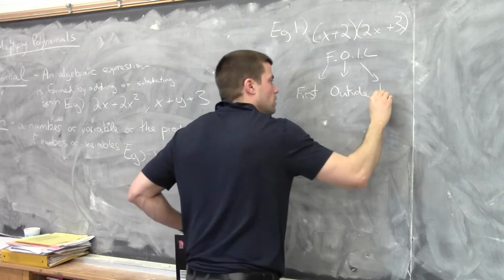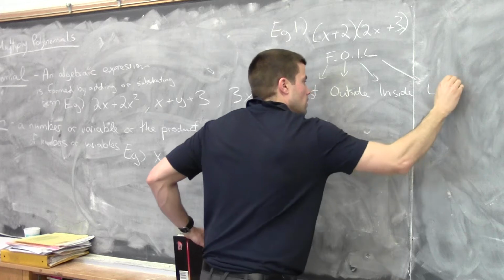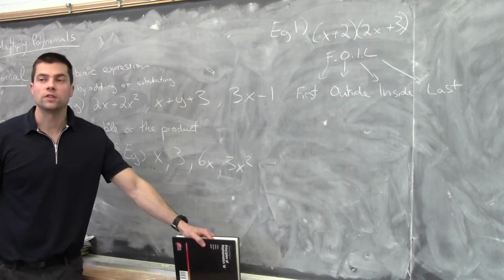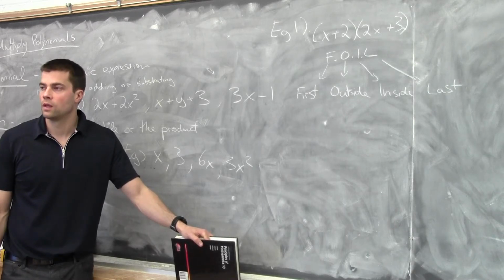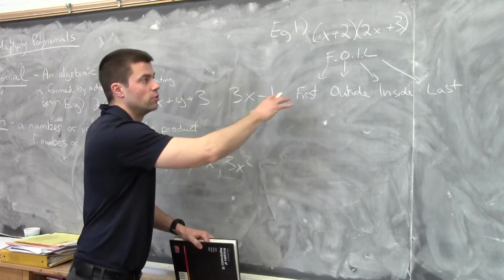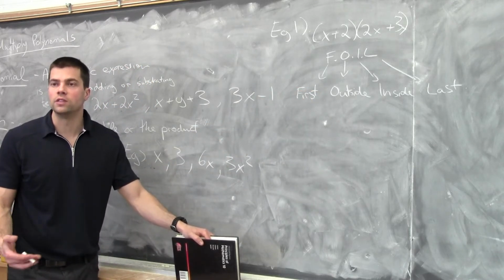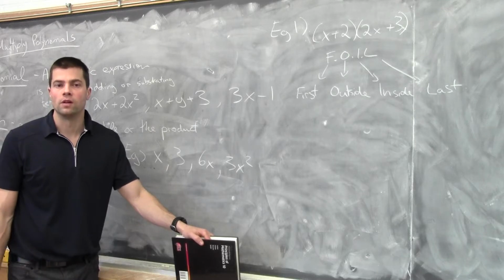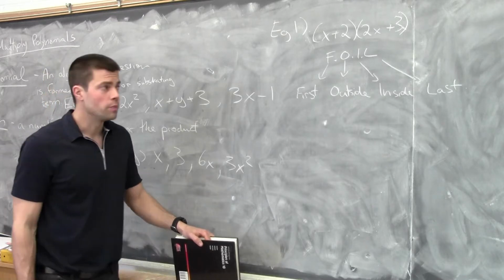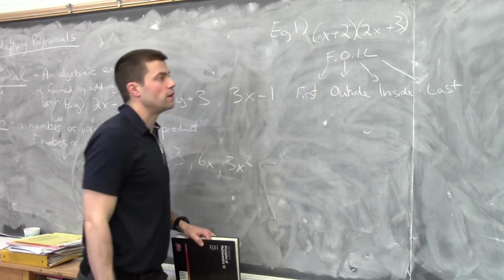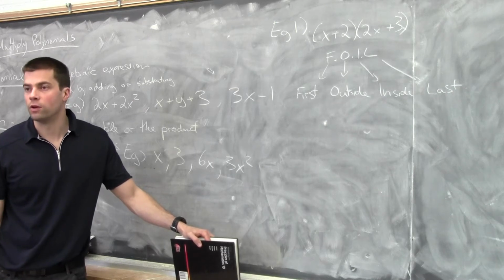outside, inside, last. Okay, that's what it stands for. And at first you're probably going to use this and maybe recite it, but after a little while you're going to be doing this so often that it's going to be second nature, and you'll probably stop saying the word FOIL. You'll just be doing it automatically. And what FOIL is, it's a word that helps us remember a process like the distributive property.